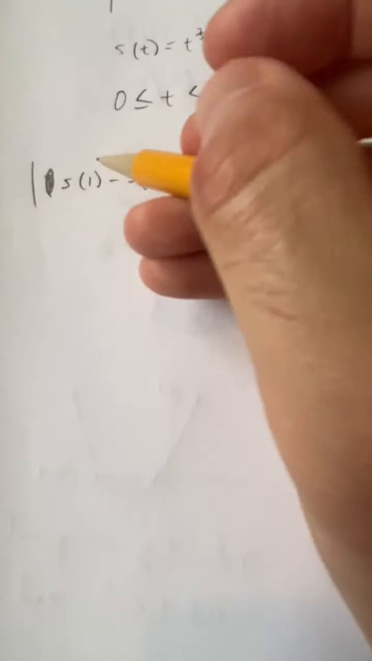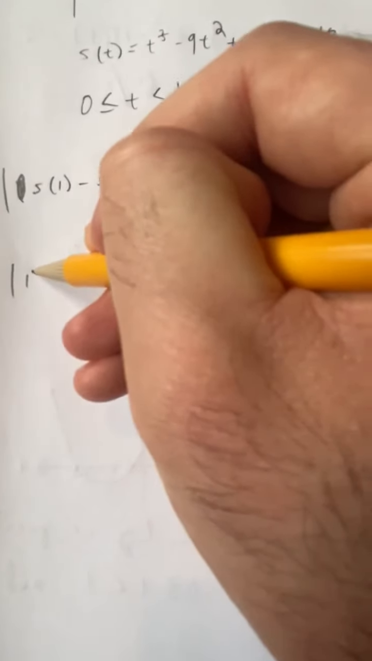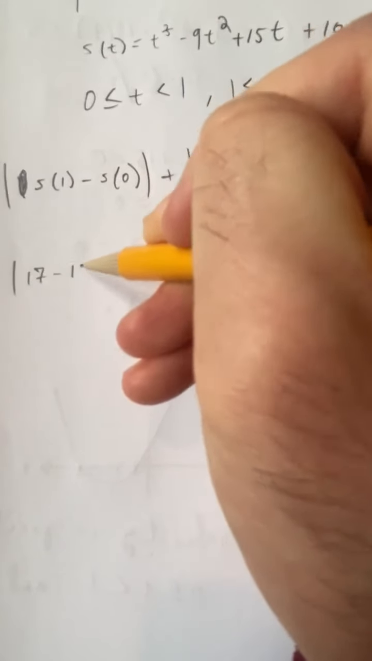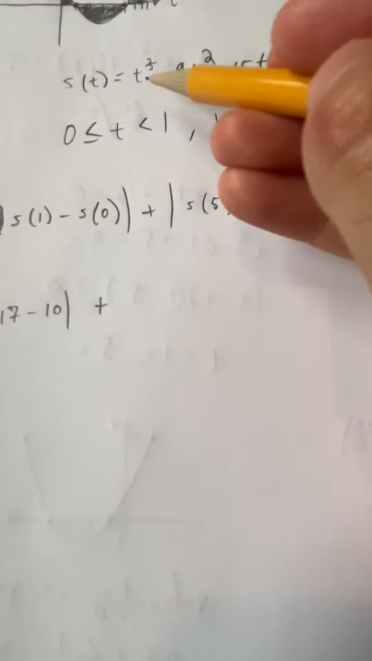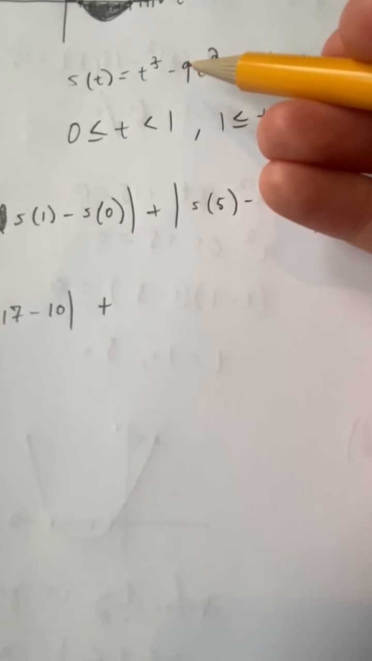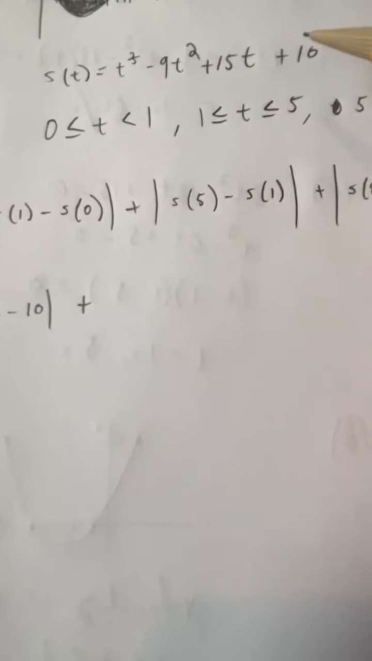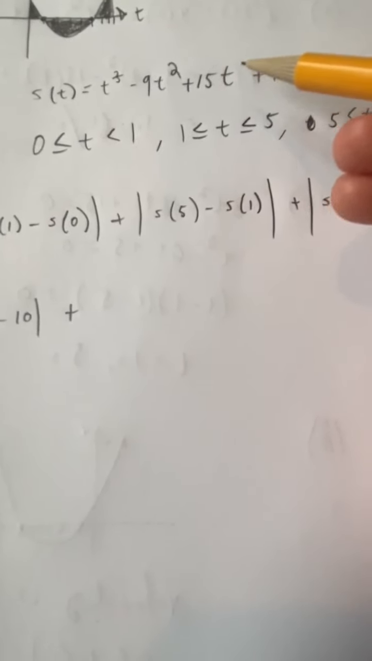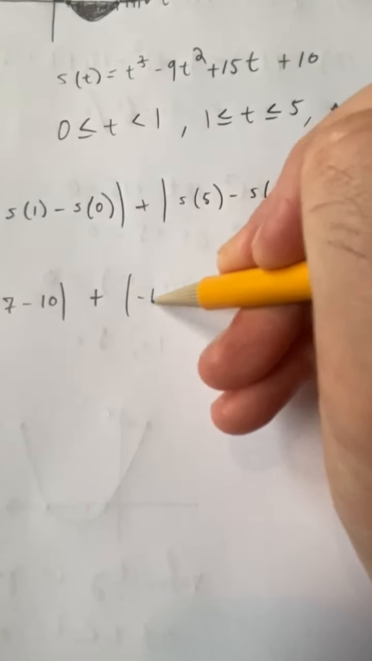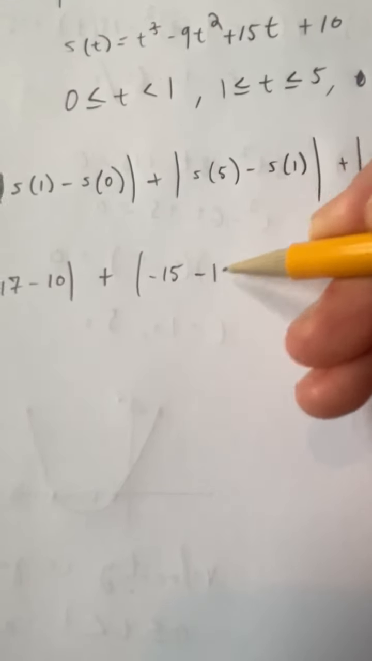The way we'll do this, so s of 1, if you plug 1 in, you get 17. If you plug 0 in, you get 10. So this is going to be absolute value of 17 minus 10. Here, if you plug 5 in, into this, you get negative 15. If you plug 1 in, again, you get 17. So we have negative 15 minus 17.